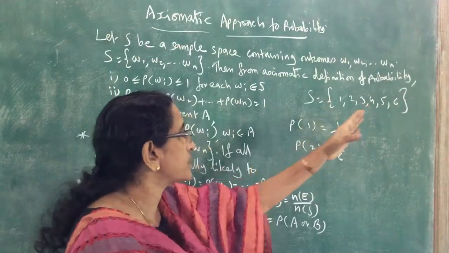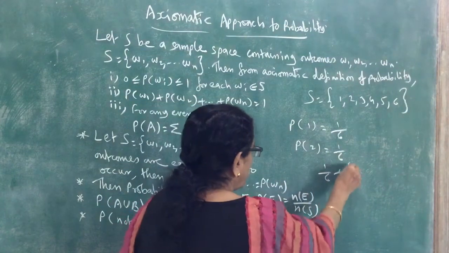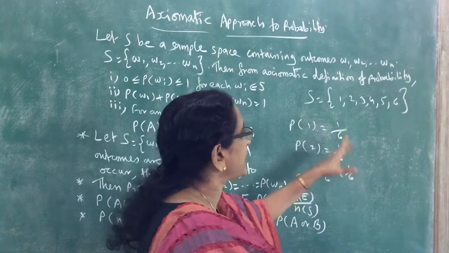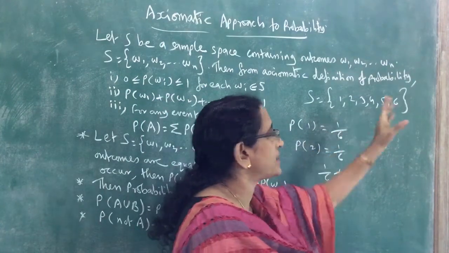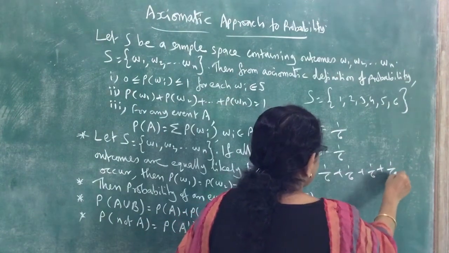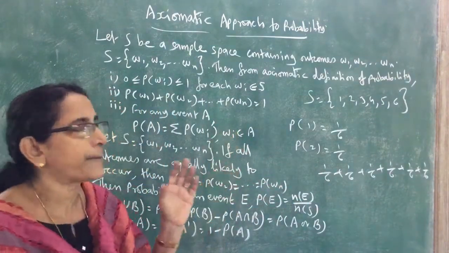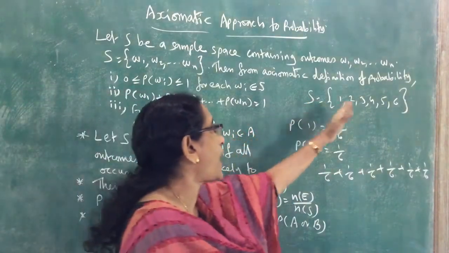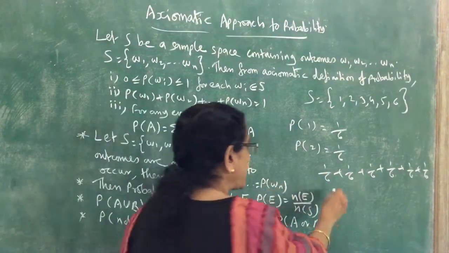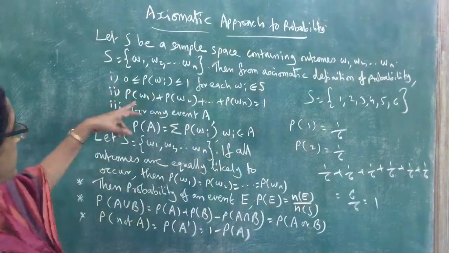So there are 6 outcomes. When we add all the probabilities, what do we get? 1 by 6 plus 1 by 6 plus... The probability of getting 1 is 1 by 6, of getting 2 is 1 by 6, and like that the probabilities of occurring 3, 4, 5, 6 are all equal to 1 by 6. So we have to add 1 by 6, 6 times. When we add the probabilities of all the outcomes, we get 6 by 6, that is equal to 1. So the sum of the probabilities is equal to 1. That is the second condition.